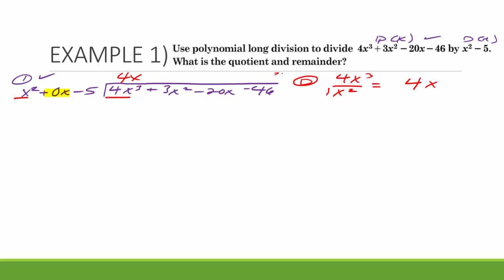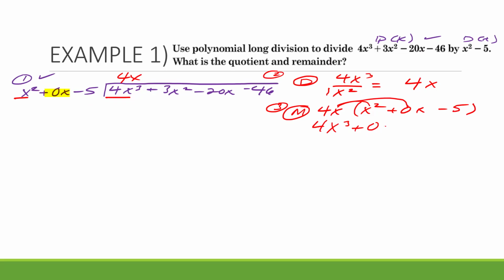So step 2 is done. Now we're going on to step 3. Step 3 is to multiply. Now you're going to multiply your quotient times your divisor. So we're multiplying our quotient, which is 4x, times our divisor, which is x squared plus 0x minus 5. This is just distribution, correct? So I distribute: 4x times x squared is 4x to the third. 4x times 0x is 0x squared. And 4x times negative 5 is going to give me negative 20x.